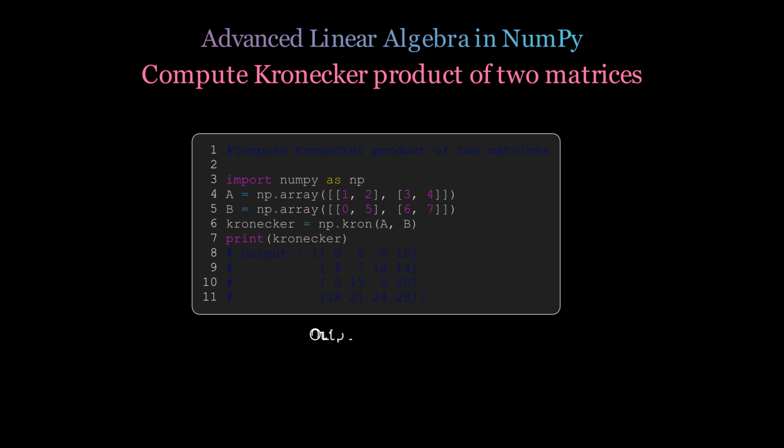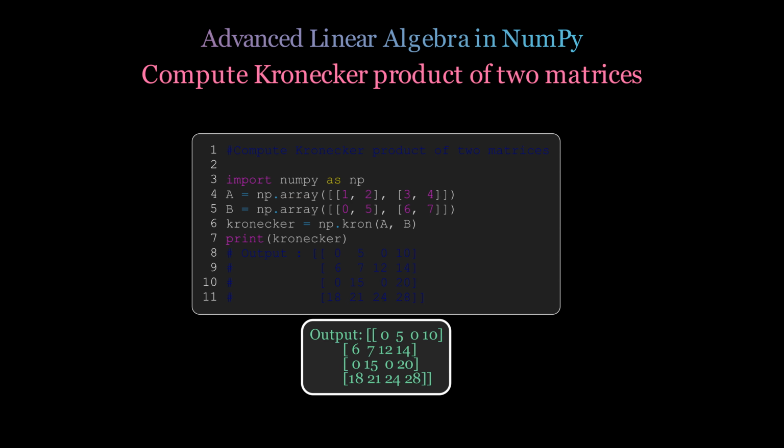For matrices A equals [1, 2; 3, 4] and B equals [0, 5; 6, 7], the Kronecker product replaces each element of A with that element multiplied by B. The result is a 4 by 4 block matrix combining all possible products.